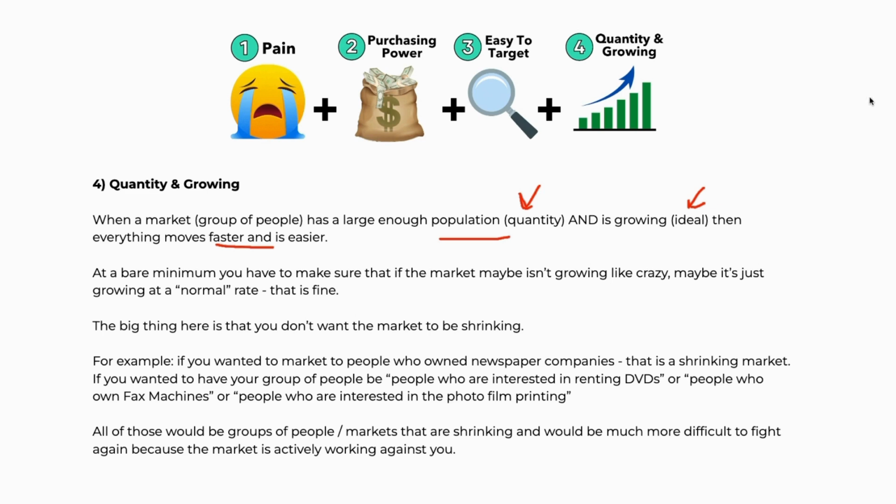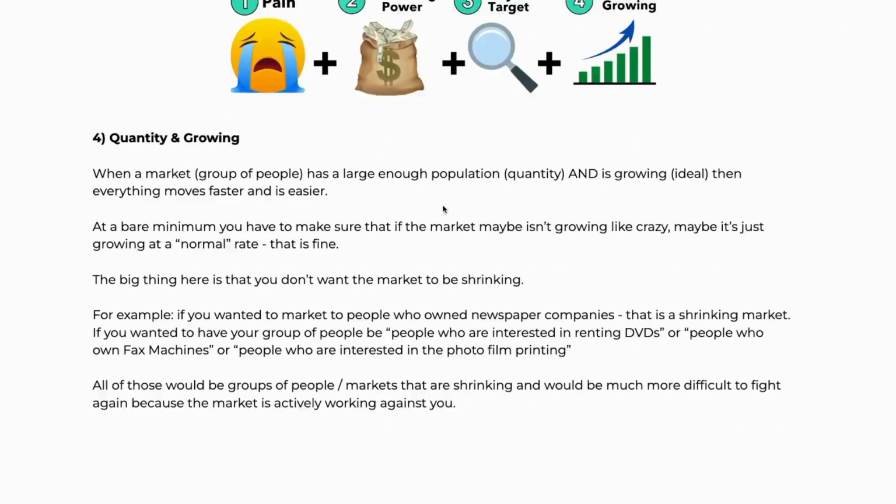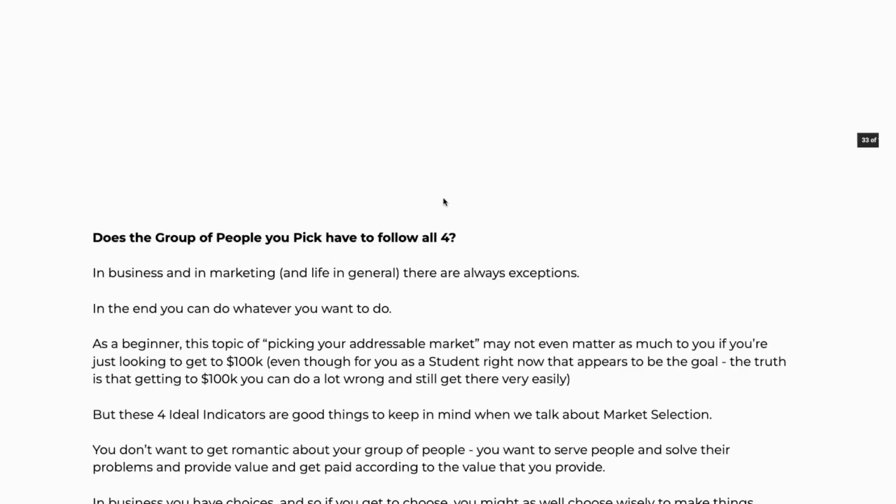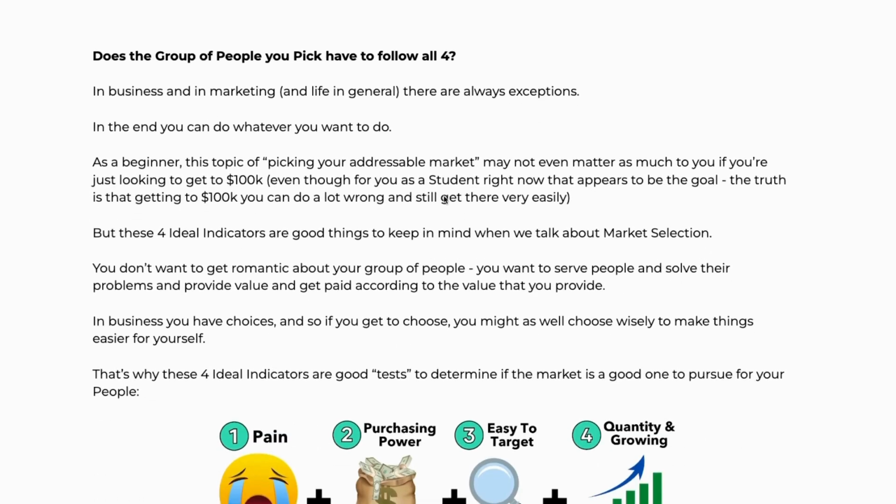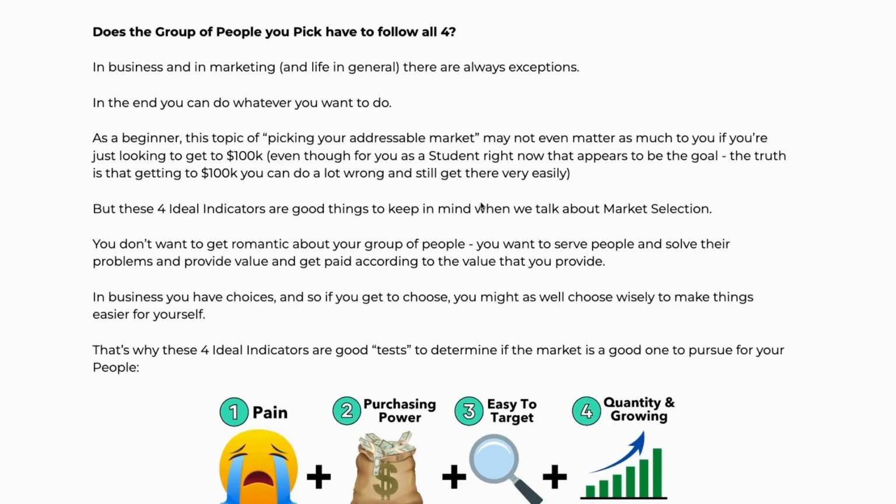Now, having said that, we've now talked about the 4 ideal indicators when it comes to picking a market and picking a group of people, right? Now, here's what's going to end up happening. Some students, when they hear all of this, are going to say, hey, does the group of people that I pick have to follow all 4? Does it have to? Well, here's the thing.